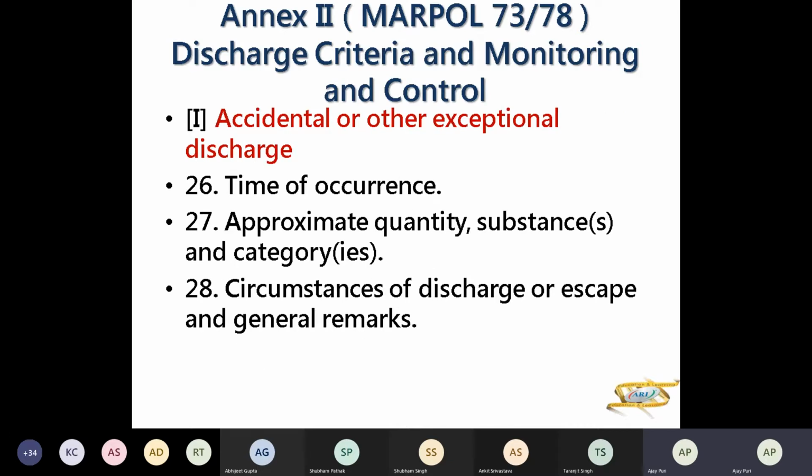In category I, when there is an accident or exceptional discharge to save life, then you enter into the I column. That is the time of occurrence, how much quantity was discharged, which substance, which category, which circumstances led to the escape, was it collision, grounding, and the general remarks.